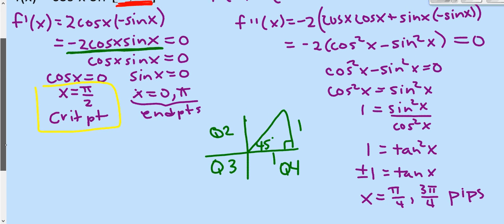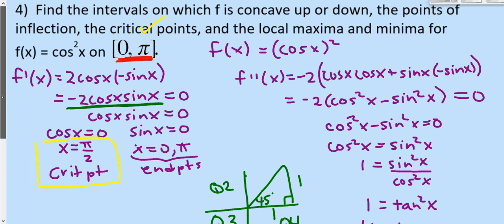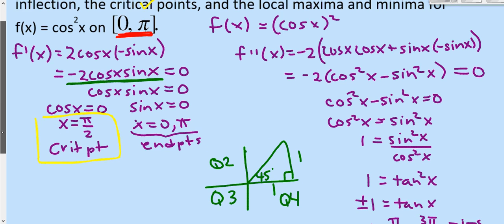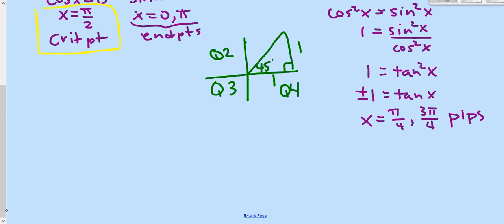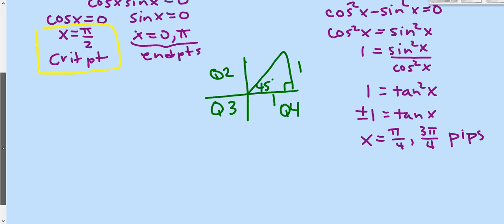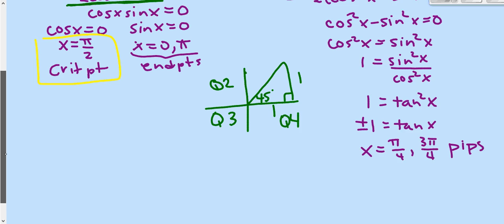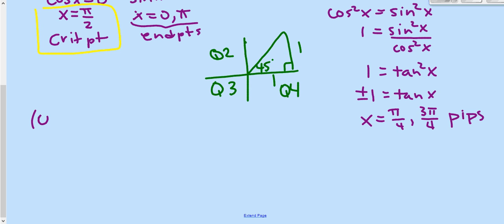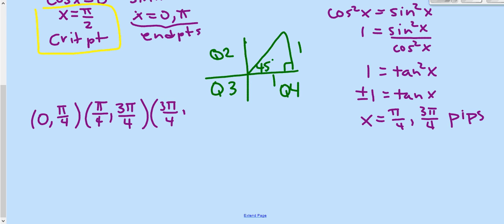Okay, what do we want to do now? What's left on our list? Find the intervals on which f is concave up or down, the points of inflection, the critical points, and the local maxima and minima. Okay, so let's run with what we have so far with the second derivative, and let's split the number line into intervals at those potential inflection points. So we have 0 to pi over 4, pi over 4 to 3 pi over 4, and 3 pi over 4 to pi.